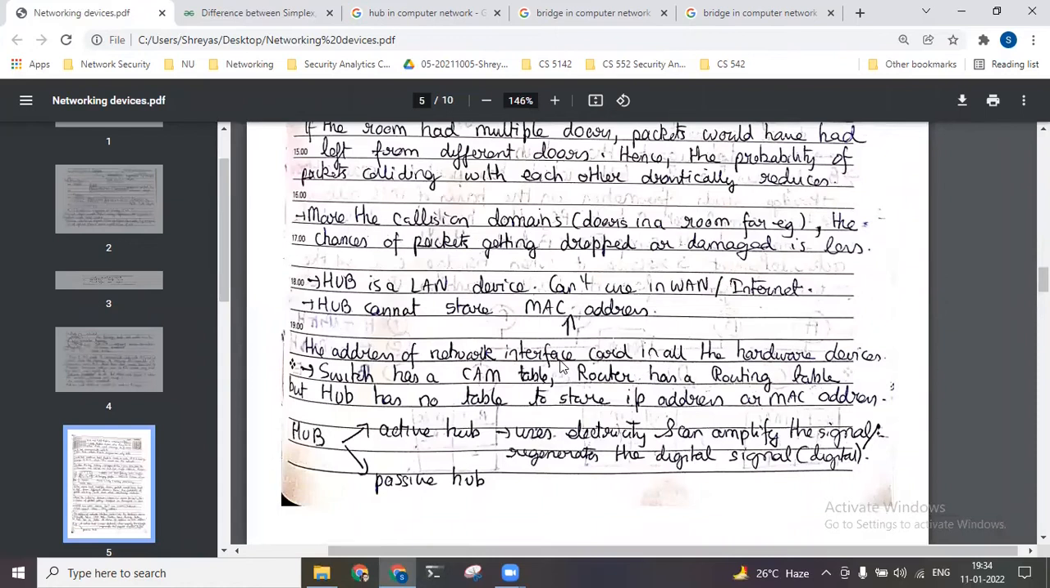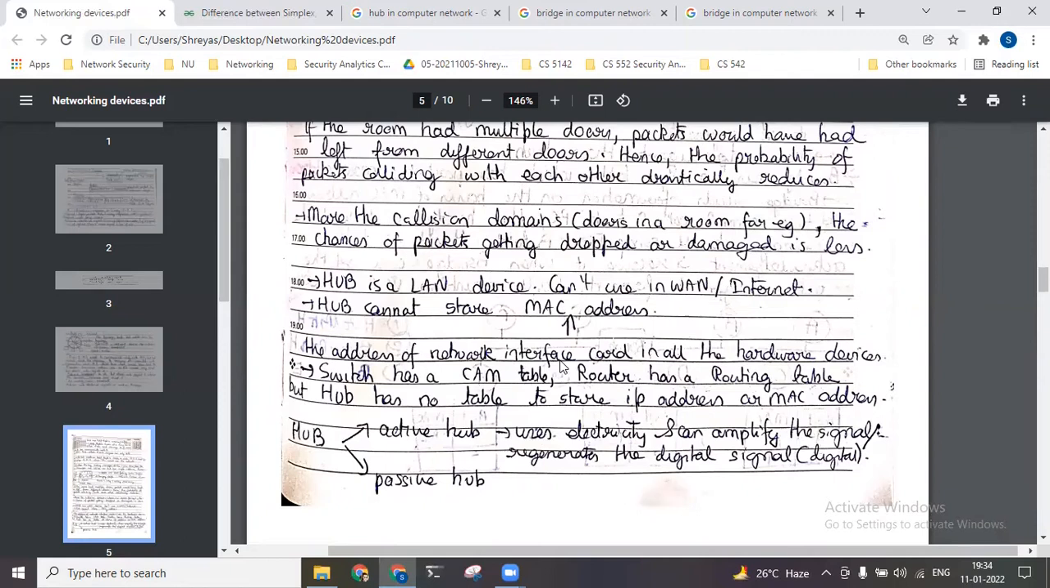So what I said, what is a hub? A hub will basically just go and shout out the message. Now in some cases, after traveling some distance, the amplitude of the message decreases. The signal travels in a waveform, right? So once the amplitude decreases, we need to amplify the signal. How do we do that? We need to give external electricity. If we give electricity, we can amplify the signal. We can regenerate the digital signal. We amplify the analog signal or regenerate the digital signal, and that is basically an active hub, and that is what we call a repeater.